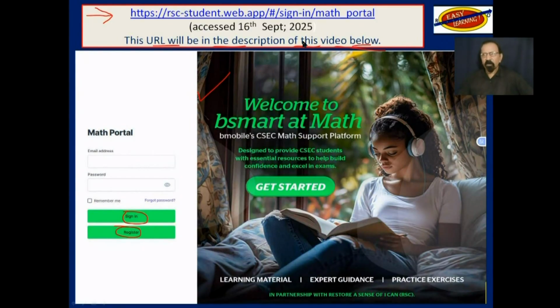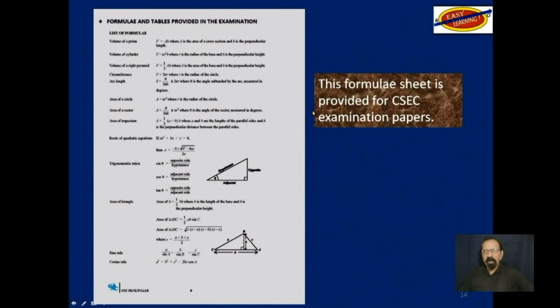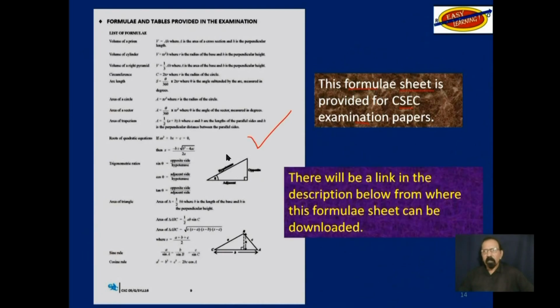This is a reminder that for these CXC math examination papers, you will be provided with a formula sheet as shown on the left here. There will be a link in the description below from where this formula sheet can be downloaded.